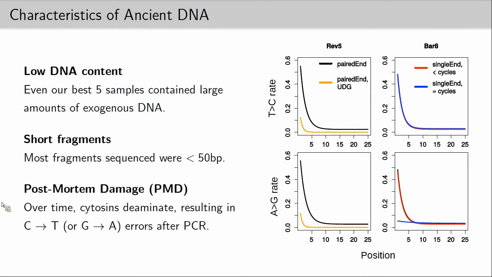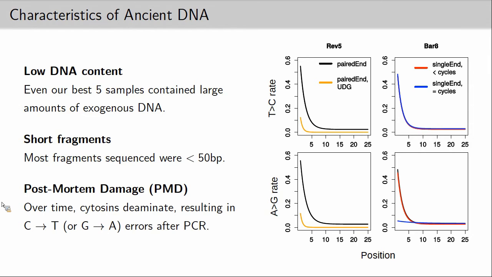Then for bar 8, we use single-end sequencing. There, it's interesting to see that because the reads do not necessarily reach the end of the fragment, they are affected by postmortem damage at the beginning, but all the reads that do not reach the end of the fragment are not affected on the other side.